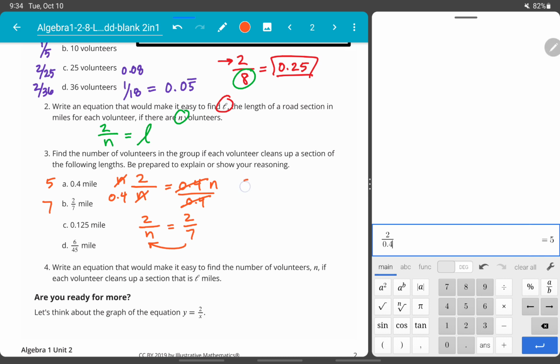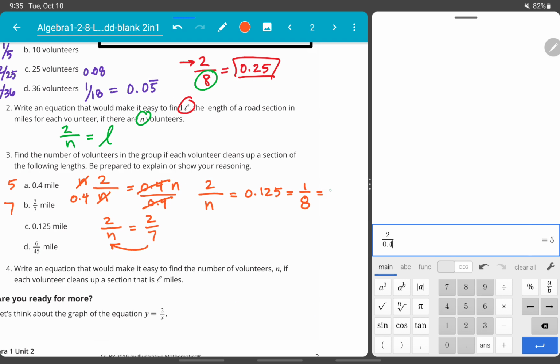0.125. Okay, so we're going to do 2 divided by some number of volunteers is equal to 0.125. We can do the same strategy that we did before, but first I want to try doing this as a fraction. So 0.125, that's the same thing as 1 over 8. And 1 over 8 is the same thing as 2 over 16. So that's one strategy to let us know that our answer is going to be 16.